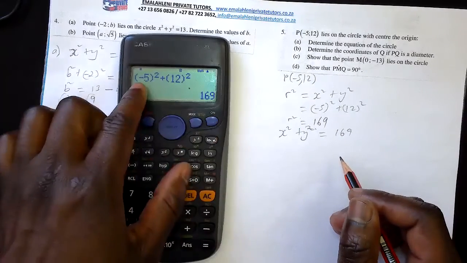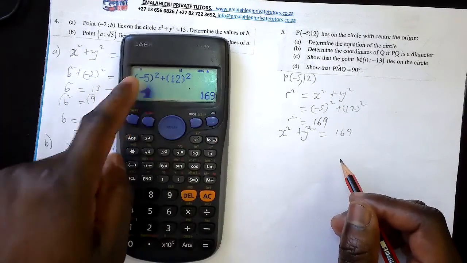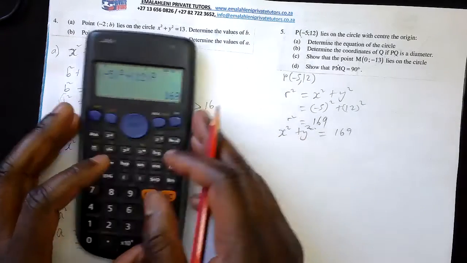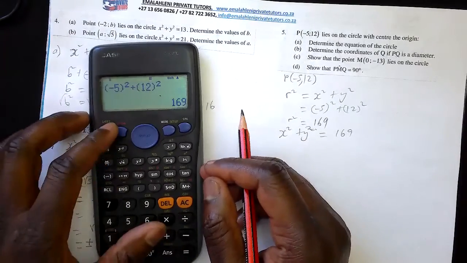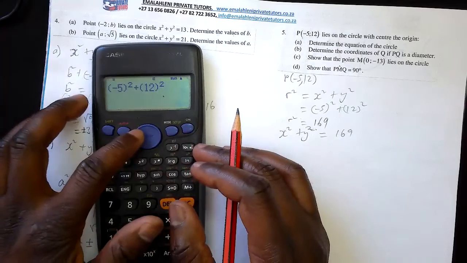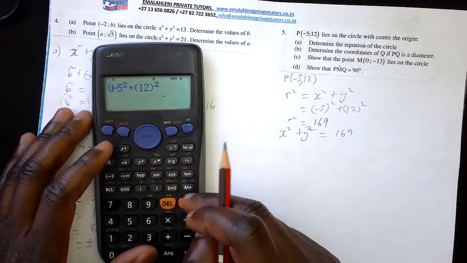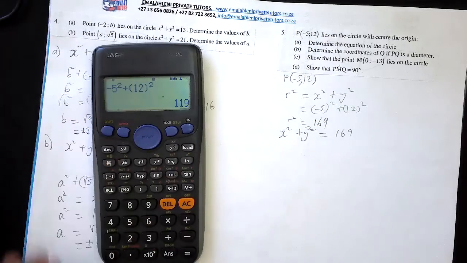Remember here where I'm putting the bracket in as a negative. Always remember that you must always put that negative in the bracket, because if you don't put negative in the bracket, for example here, let me say I don't put the bracket. What will happen? Let's see what you'll get here as an answer. You get 119 instead of getting 169. So it shows that bracket is very much important, especially when you're dealing with negative values.